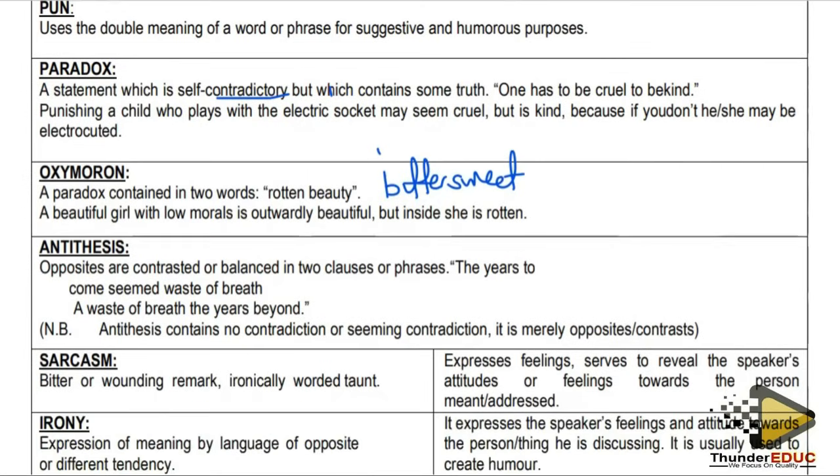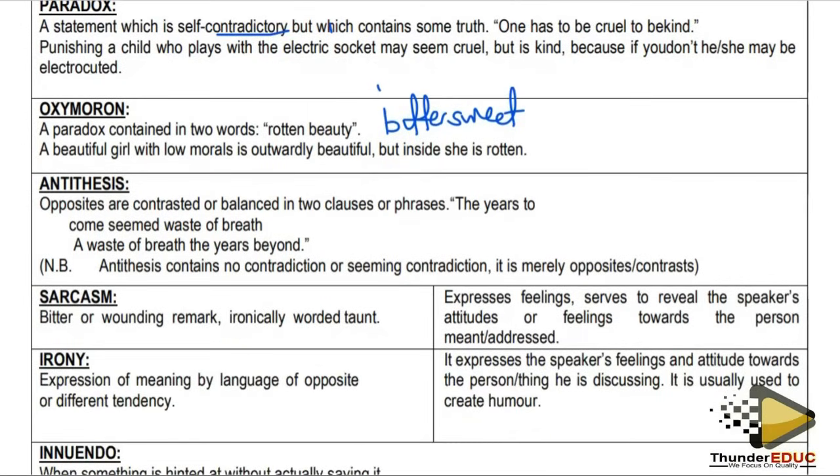The years to come seemed a waste of breath. A waste of breath the years beyond. There's a contradiction somehow. Contrasts are happening, opposites are happening. When you say a waste of breath the years beyond, we have to calm ourselves and say, when we say waste of breath, it's an instant, but now they're talking about years. So that is antithesis. Sarcasm: a bitter or wounding remark, an ironically worded taunt, showing attitudes and feelings towards the person meant or addressed.